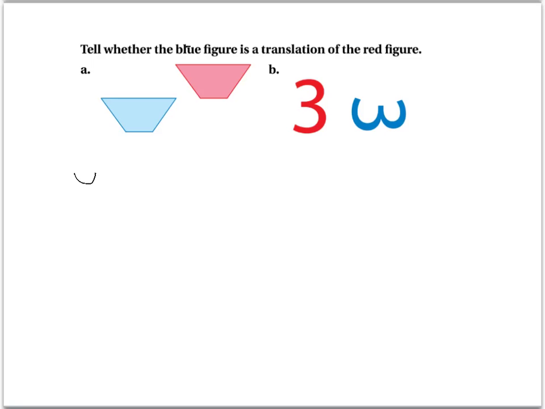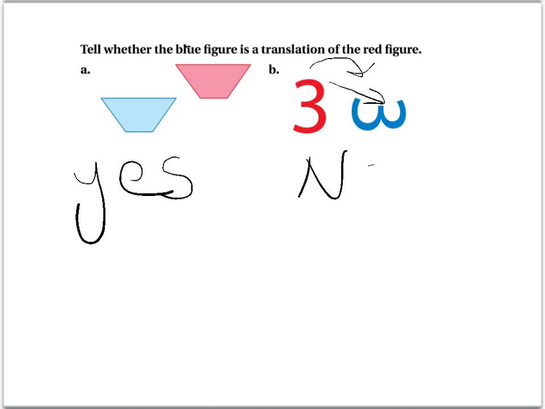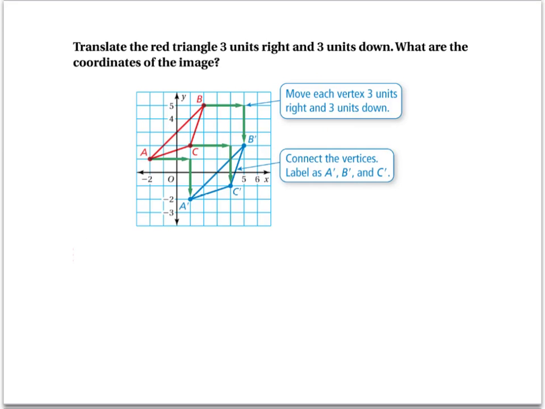So we'd say yes. B is not a translation because I can't just slide this over and become it. That is a complete turn, and that would be a no answer. Alright, another kind of problem you're going to see.